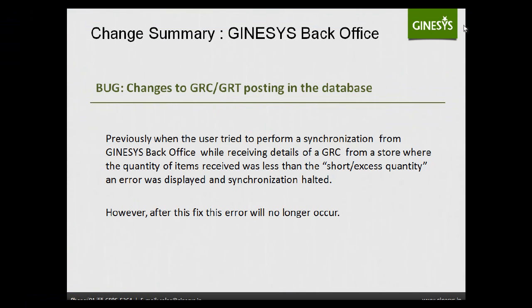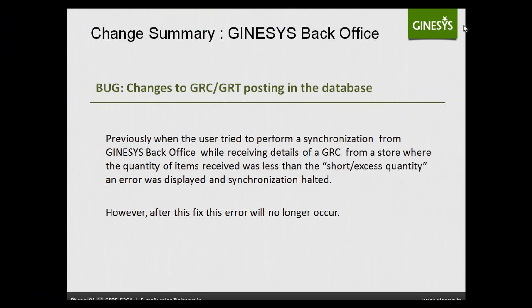The next bug that I'm going to talk about is some changes that we made to the GRC GRT posting in the database. Earlier, when we had a scenario where the user was actually receiving goods which were less than the quantity of goods which were in shorter excess, while doing a synchronization, he would receive an error and the synchronization process would be halted. So we've addressed this, and this will no longer happen in the future.